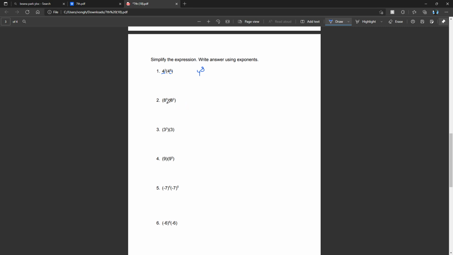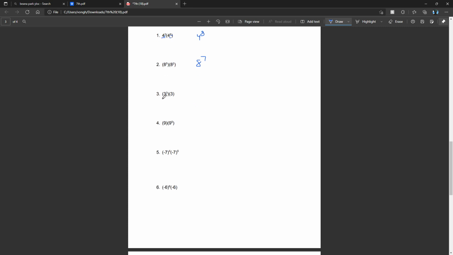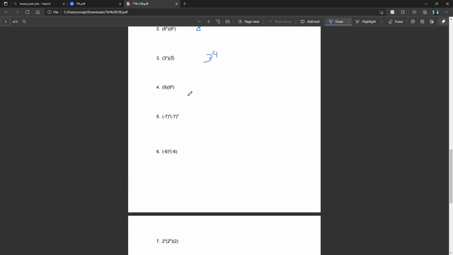Same thing for number 2. 8 to the 5th and 8 squared. They have the same base, so you just do 5 plus 2. It's 8 to the 7th power. Here we have 3 cubed times 3. Here you don't see an exponent there, but really there is actually an exponent, which is just 1, because 3 to the 1 power is 3. And then you just add them together, so 3 plus 1, that's 3 to the 4th power. Same thing for number 4, there's a 1 here, 1 plus 5, that's 9 to the 6th.